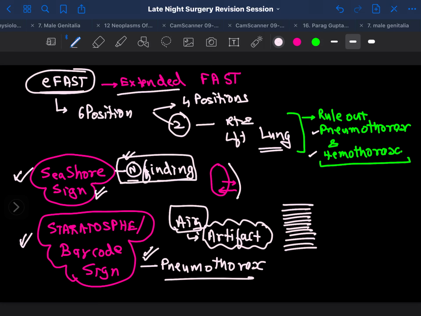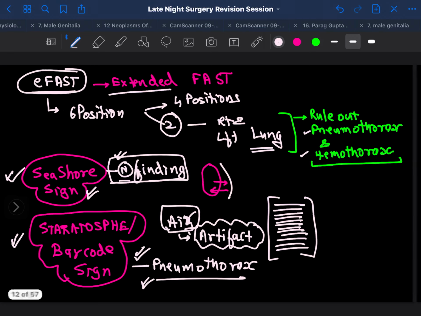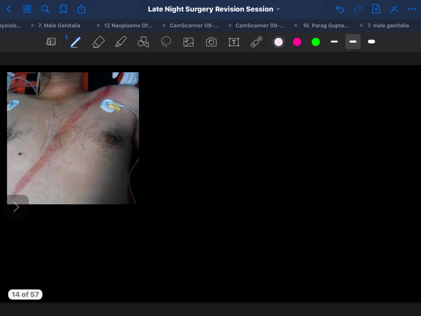So what is the seashore sign? This is a normal finding, which is present in every normal individual. The stratosphere sign is where air is there, and this air shows up as multiple artifacts, or a stratosphere, and that is what you get in the pneumothorax, guys. Okay, so this is all you need to understand regarding the FAST, and yeah, that's it.